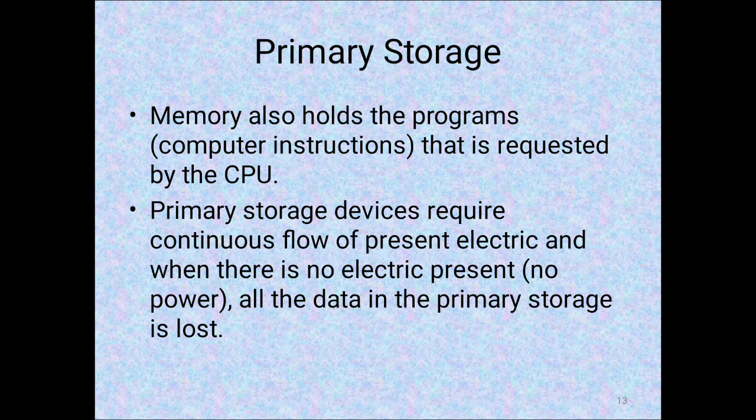Primary storage memory also holds the programs, that is, the computer instructions requested by the CPU. The instructions which are given can be held. Primary storage devices require a continuous flow of electric power. When there is no power, all the data in the primary storage is lost. For the primary storage device, as long as you supply power, the data will be available, and when the power is not supplied, data will be lost.